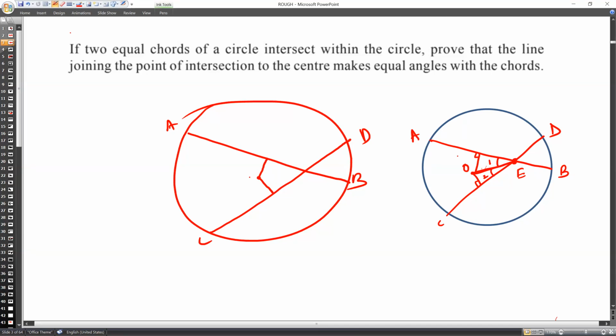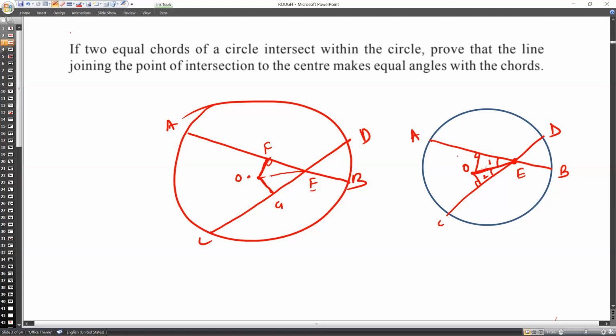Got it? So this is AB, this is CD, and this is EF. Or you can take it EF. Or you can take this one E, this F, this G, and this O. So the perpendiculars drawn on equal chords are equal.